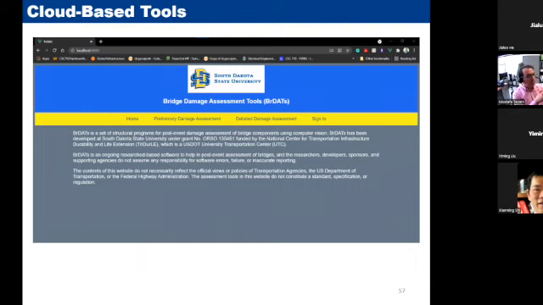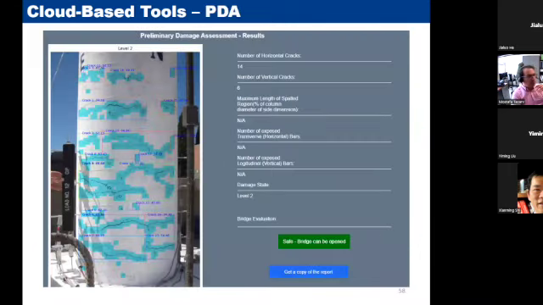Here is our tool. You can go to our website, still under development. We need to do a few final touches, but it's there. The home page is just a journal description. Preliminary damage assessment is the one that does the damage assessment for you, and then there is detailed damage assessment. You can go to the website and upload the picture of the column. It will tell you all of those details that I discussed earlier, and it will tell you if the bridge is safe to be open.